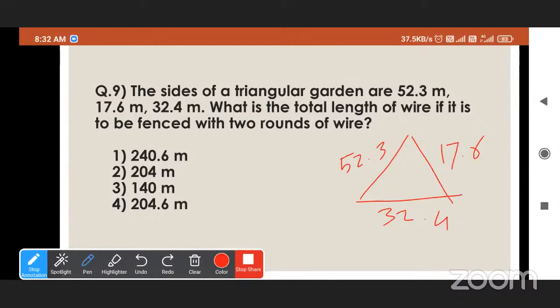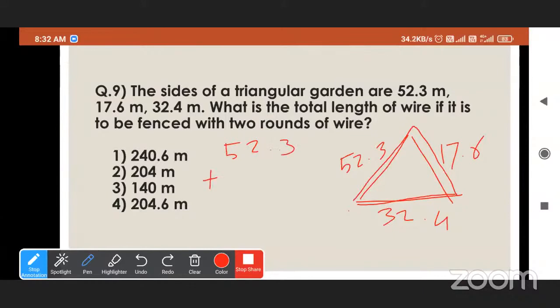So we want to fence it with 2 rounds. So how many wires do we require? How to find out the total length of wire? By finding out the perimeter. Okay, so what is the perimeter of this triangle? By adding all sides, we will get the perimeter of this triangle.